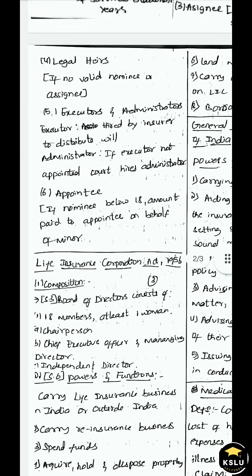The next are legal heirs. So if there are no valid nominee and assignees, then the maturity claim will go to his legal heirs through succession.